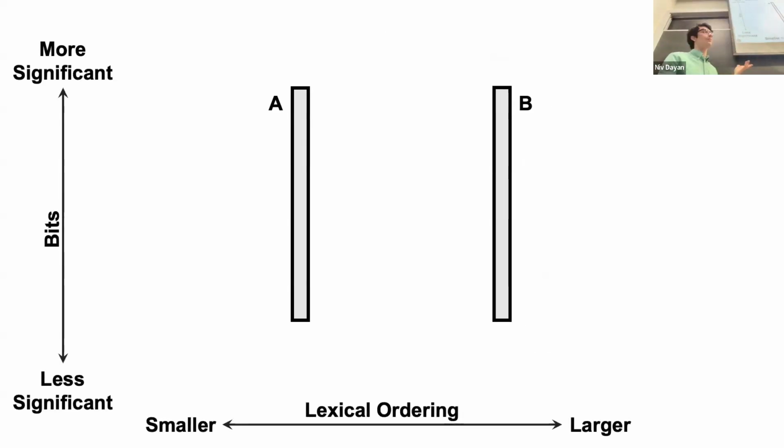And oh yeah, in this figure, I'm assuming that the x-axis is representing lexical ordering. So sample A is going to be smaller lexically than sample B. And the y-axis is going to represent the significance of the bits in the samples. So the higher you are, the more significant bits you're looking at, and the lower you are, the less significant the bits you're looking at.